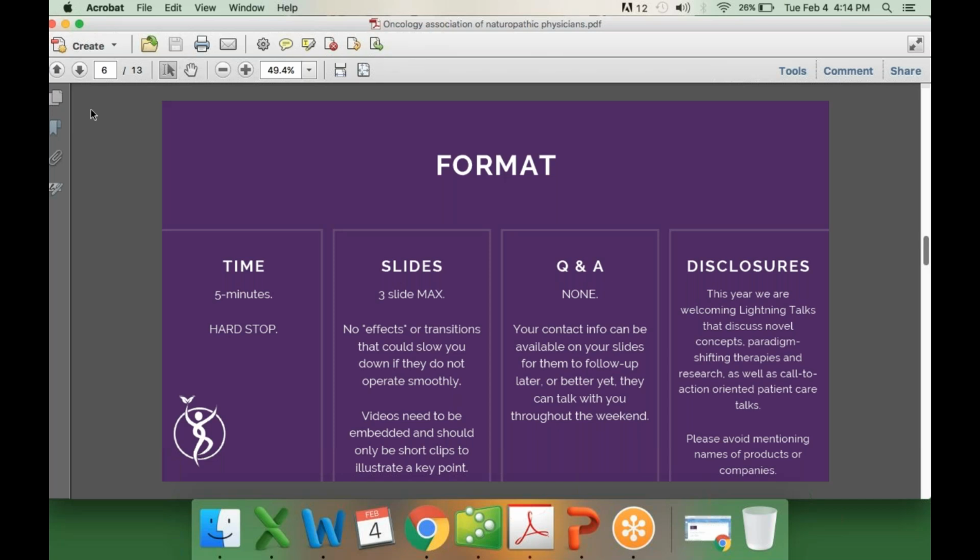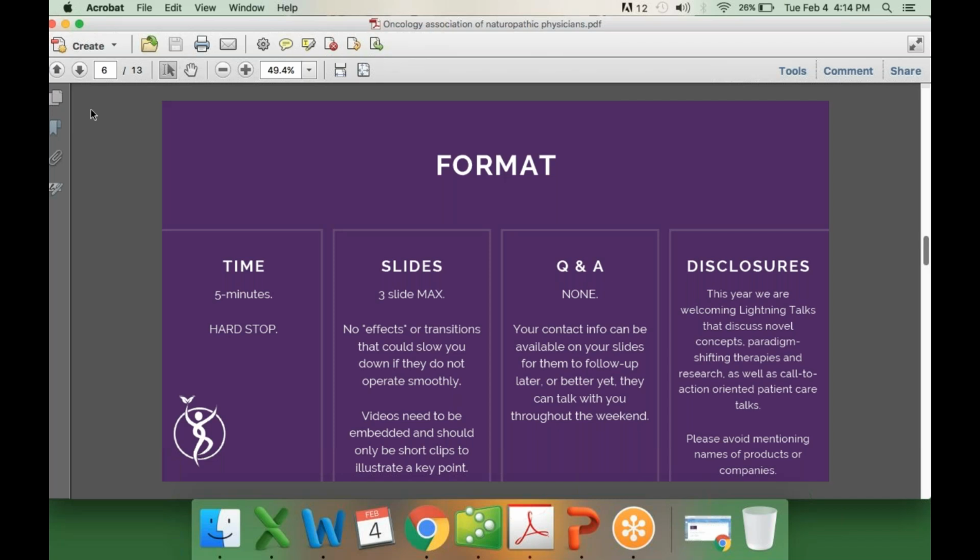There will be no Q&A. Your contact info needs to be available on your slides so that they can follow up with you. And better yet, you want to make the compelling nature at the end of your talk so inviting that they want to come find you after the conference. And that's really what we would like to happen here.